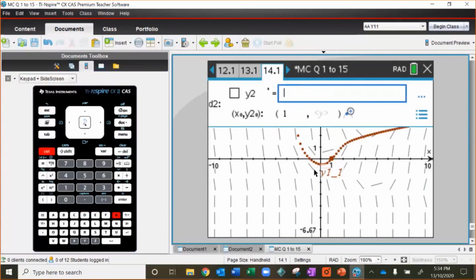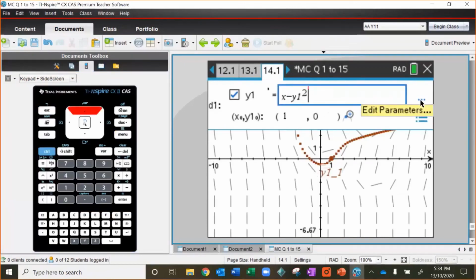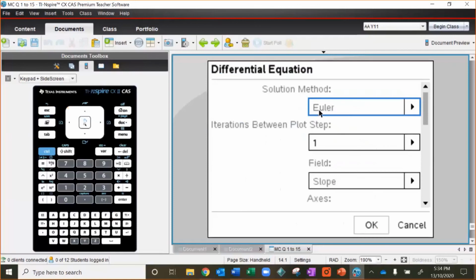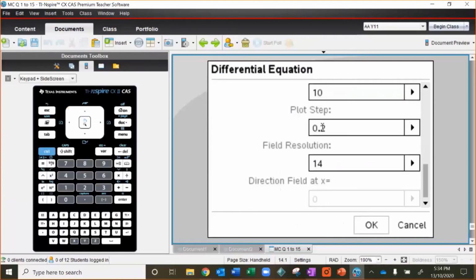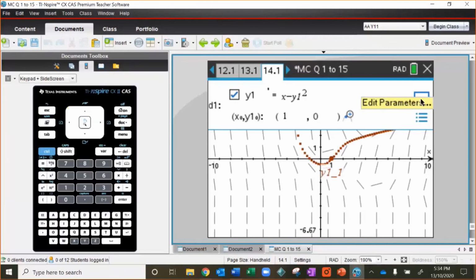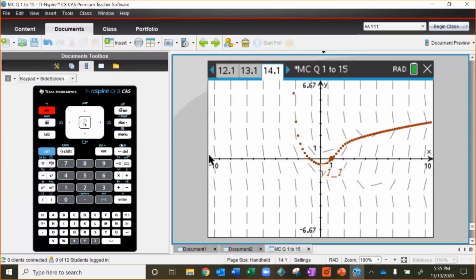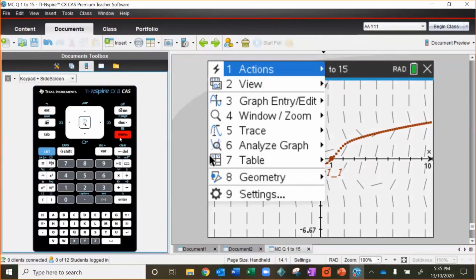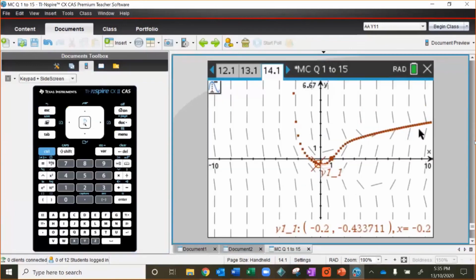The important thing here is to press this button to edit parameters. The solution method is Euler. It comes by default. Do not change to the other one. And we need to change the step. The default step is always 0.1, but this time the question tells us the step is 0.2, so you need to change it to 0.2. It is under parameters. What I can do now is go menu, trace, graph trace, and I need to start at x equal to 1. So that's where it is.